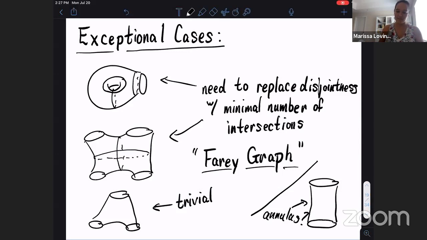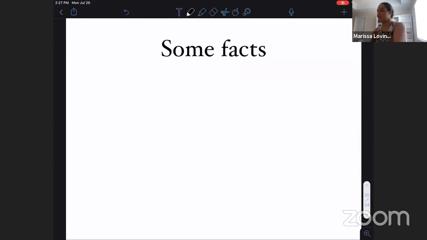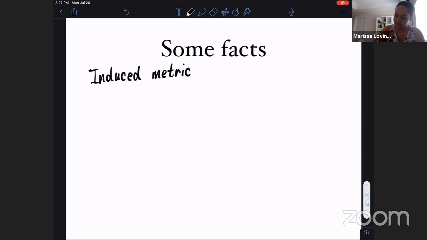Okay, cool. Were there any questions? Oh, great question. So yeah, what is the metric on the curve graph? Just give the edges length 1 and look at the induced metric on the complex. Okay. So I'll just write down what I just said out loud. Induced metric by letting edges have length 1.